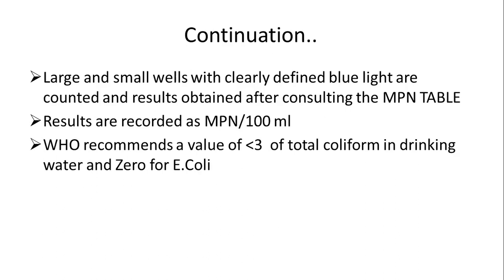To be able to tell if your water has enterococci, that is E. coli, you're also going to count the number of large wells and small wells that are blue under the blue light. If you have large wells or small wells that are blue, that indicates the presence of fecal coliform. So that means that your water might be contaminated with bacteria that cause diseases such as cholera, dysentery, that is any waterborne disease. And then you're going to consult the MPN table for fecal coliform, and the results are recorded as MPN per 100 ml.